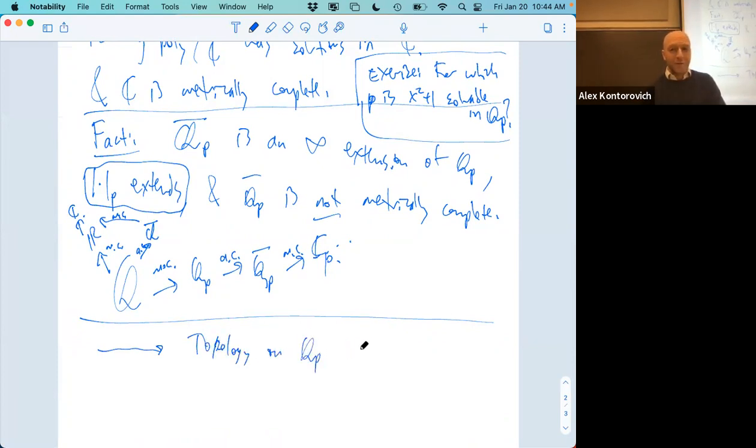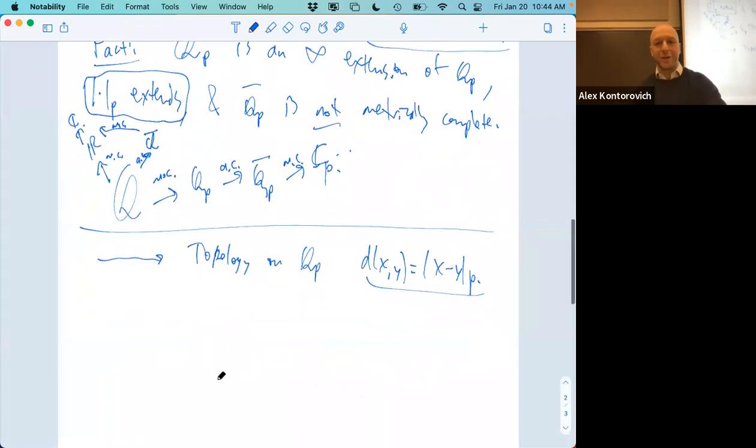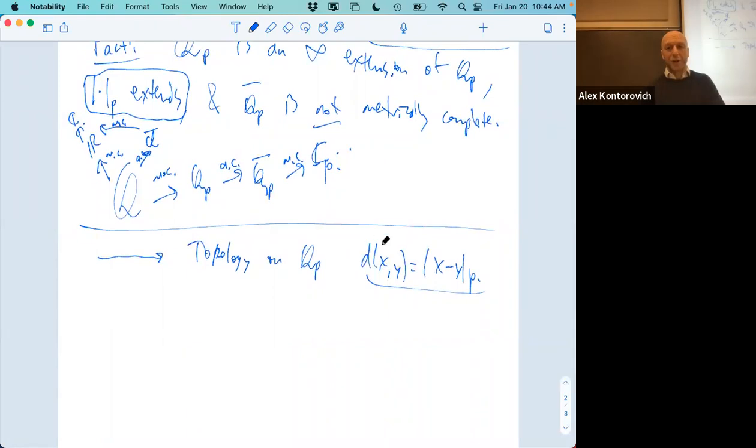Of course, we have a norm. We have this distance function, which we got from the absolute value function. So we want to understand what the induced topology from this norm, from this metric, is. So we have a metric. This is now a metric space, and let's understand this metric topology.